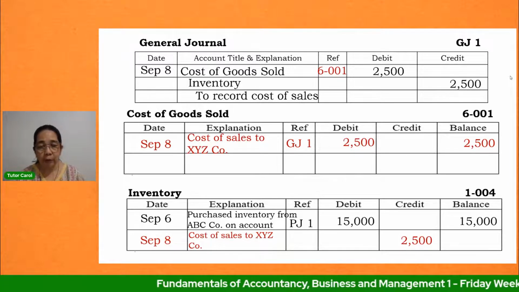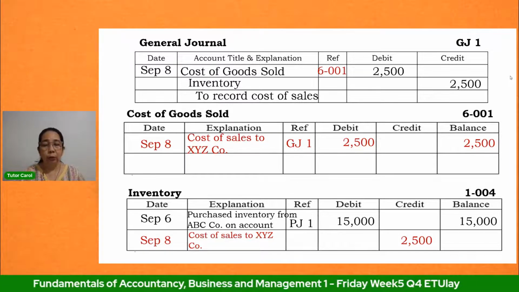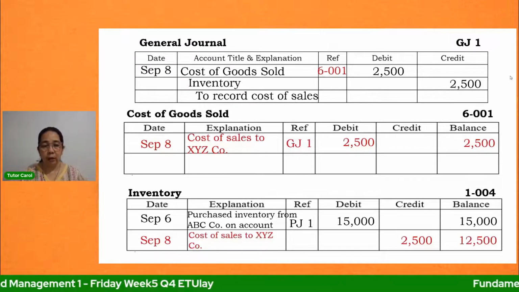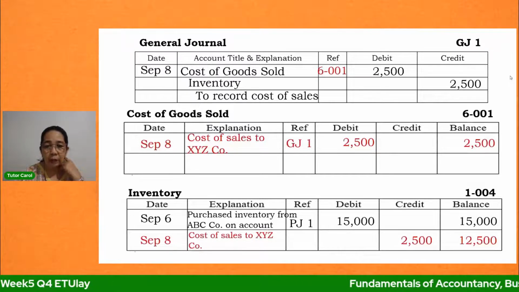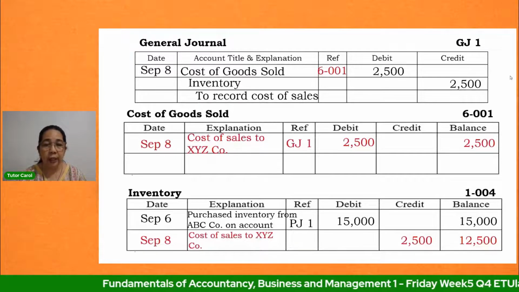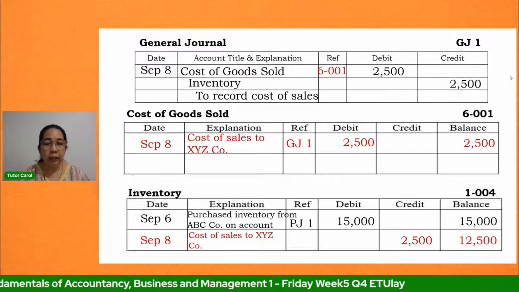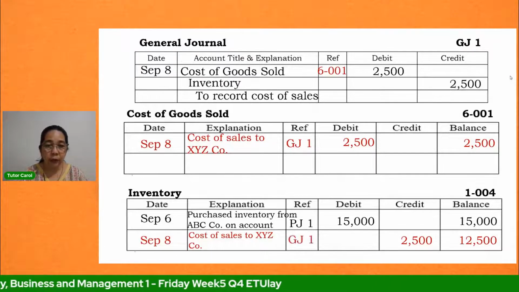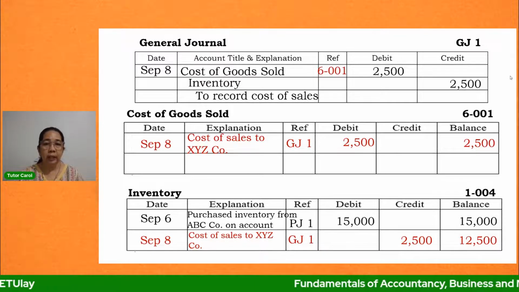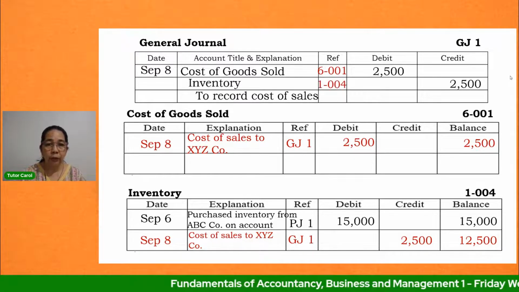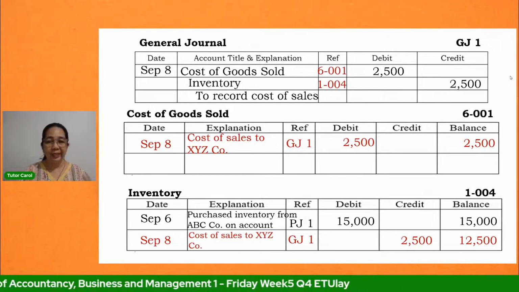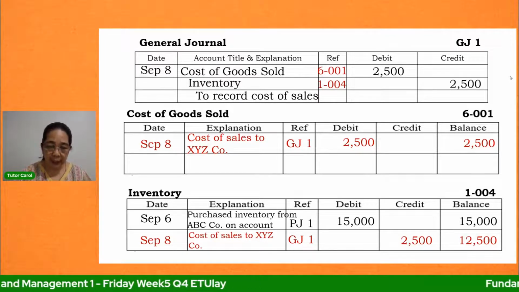Should I just forward 2,500 again? No. Because this is debit and credit, meaning we need to subtract. So, 15,000 minus 2,500, that's 12,500. And then reference, where did you get that? From GJ1, General Journal, page 1. Okay. We're done. Let's put the reference on our General Journal: 1-004. So, that's how easy it is.